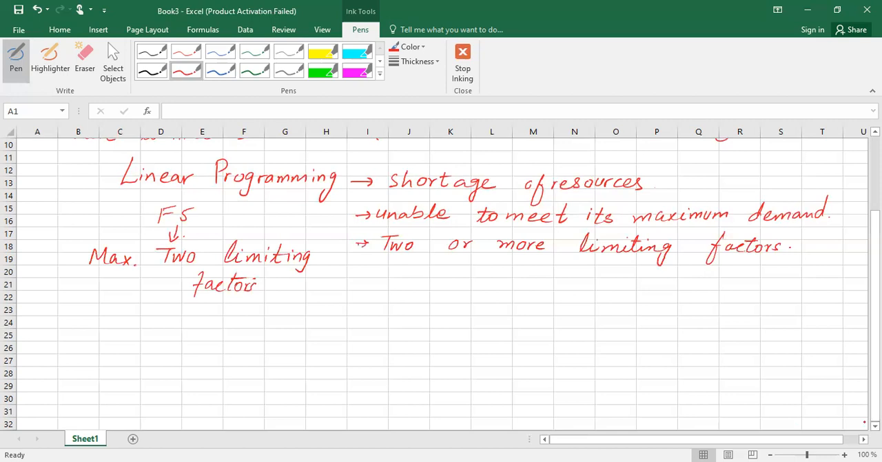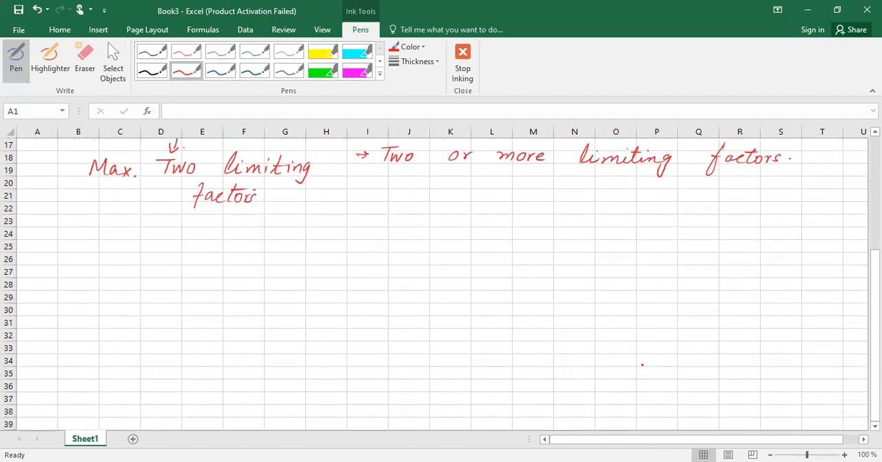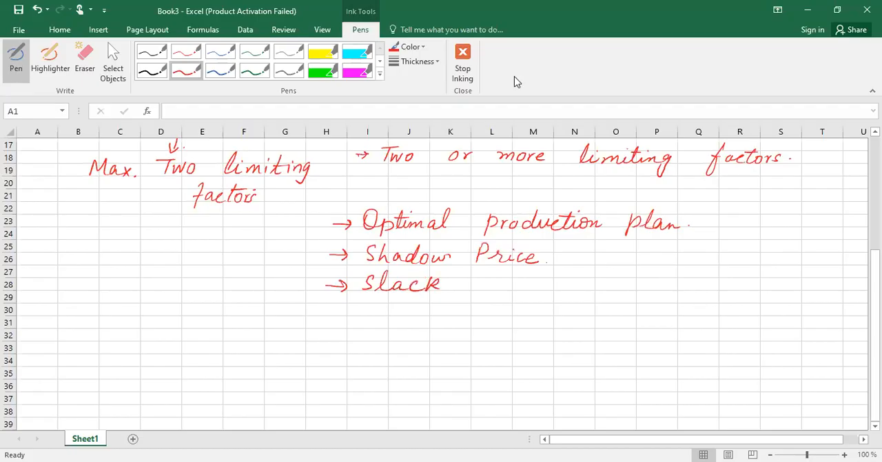Now linear programming has different dynamics or different topics which we are expected to discuss. First one is optimal production plan. Second one is shadow price. Third one is slack. So these are the things which we will discuss in linear programming.